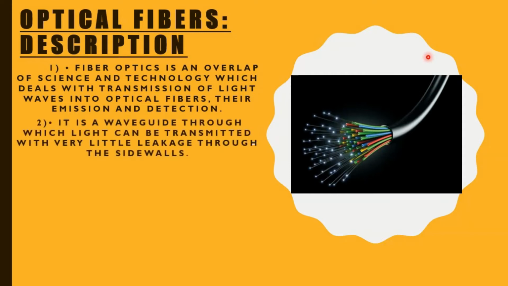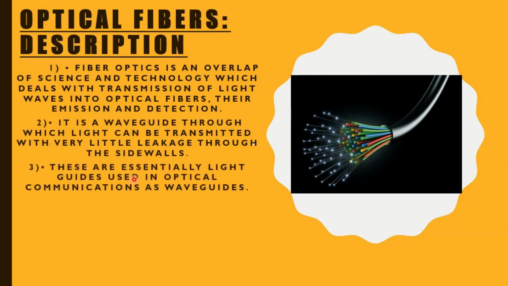Next, it is a waveguide through which light can be transmitted with very little leakage through the side walls. That means that whatever it is transmitting, there will be very little leakage at the walls. So it is a waveguide also. Next, these are essential light guides used in optical communication. So it is the most essential light guide in optical communication.